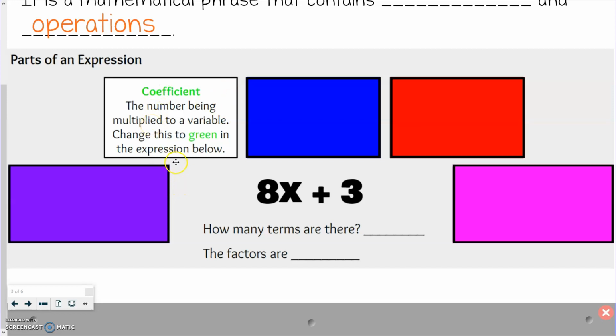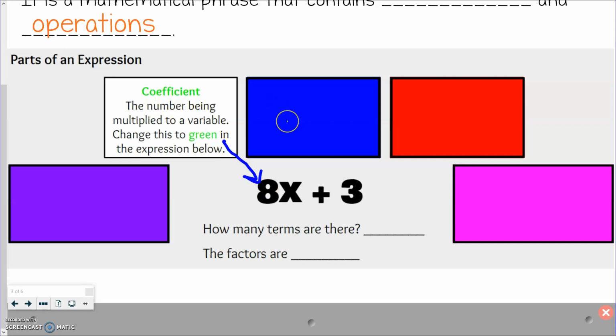So we're going to change that to green. Now I don't have that ability to do on mine, but what you can do is you can double click on your 8x plus 3 expression here, and if you highlight the 8, go ahead and change that to green. So what I'm going to do is just draw an arrow to show you that 8 is the coefficient, because the 8 next to this x, which we'll talk about the x in a moment, is being multiplied. When they're next to each other, that just means multiplication. So go ahead and change the 8 to green because it is the coefficient.